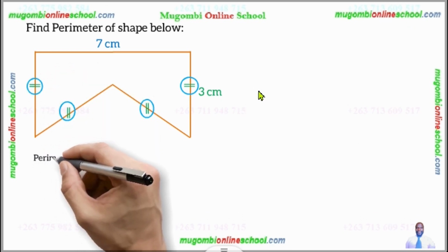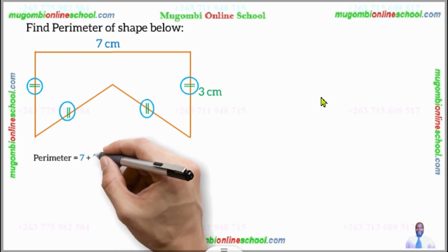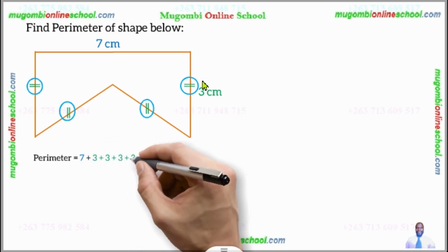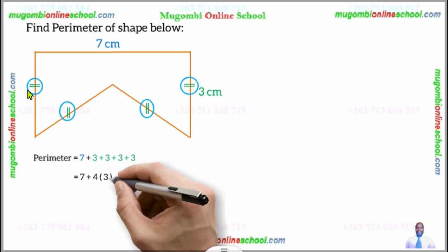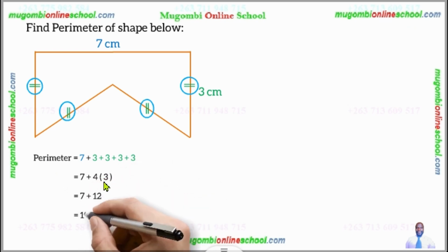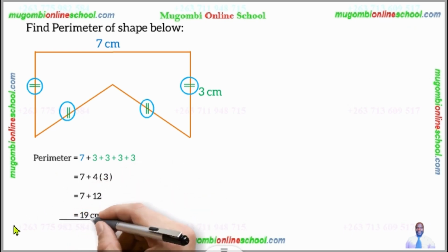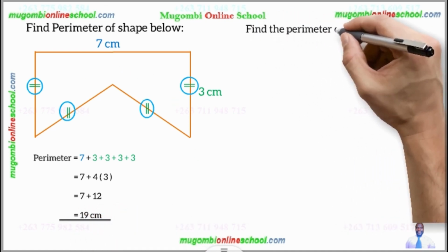which is 3 centimeters. So the perimeter of this shape is very simple. We simply add 7 plus 3 plus 3 plus 3 plus 3, which is equal to 7 plus 4 times 3, which equals 7 plus 12, which is equal to 19 centimeters. That is the total perimeter of this shape.